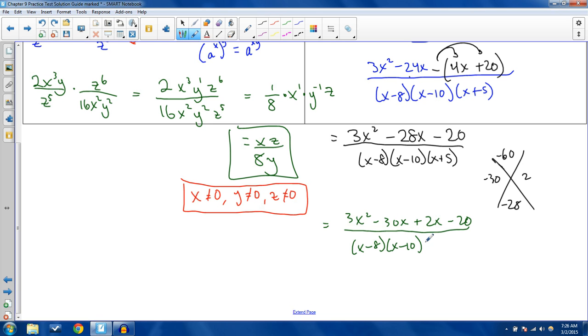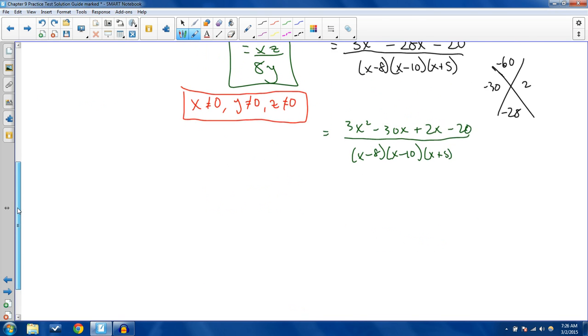I realize your sheet obviously didn't have as much room as I do right now. That's why you can always use scratch paper or write smaller.